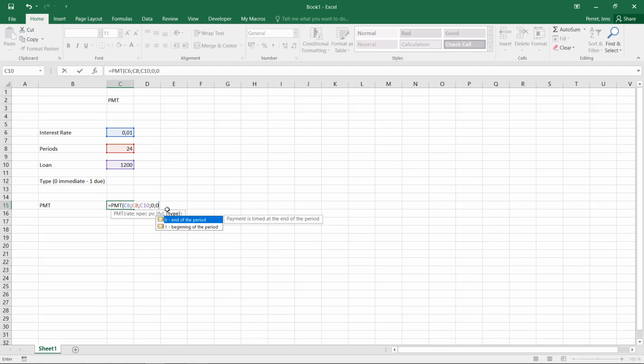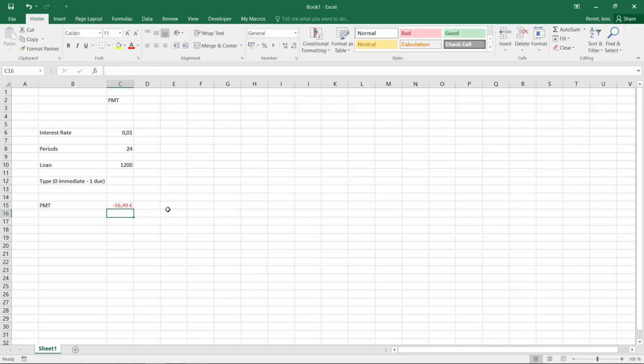Let's say we go here with end of month, and we see in this case, and it's negative because it's a payment I have to do, I have to pay each month 56 euros and 49 cents. This will pay back this loan according to this interest rate.